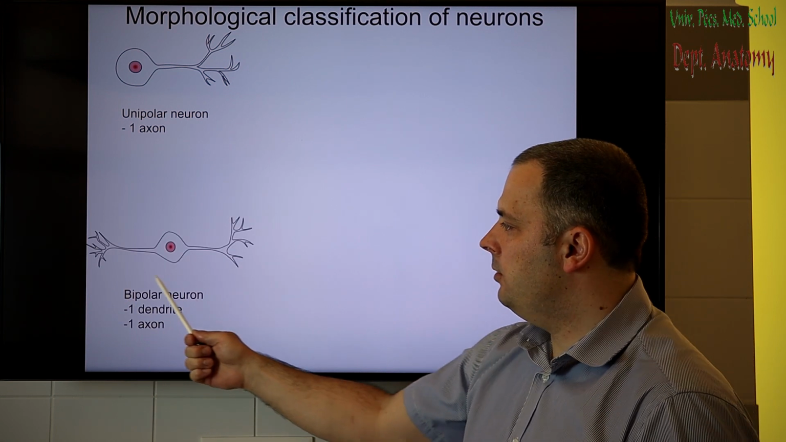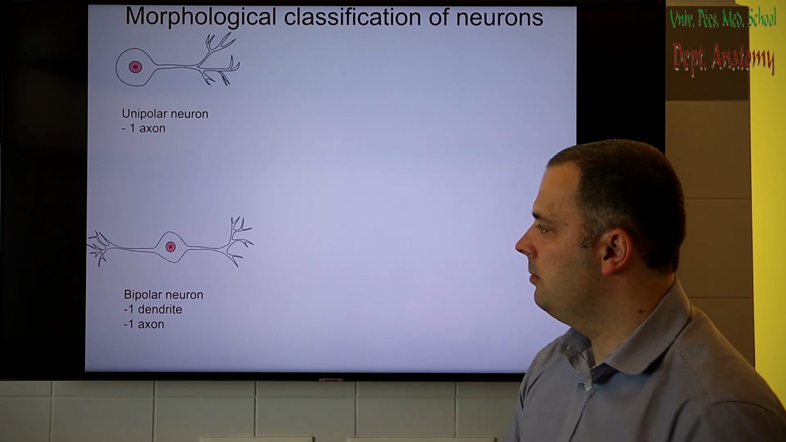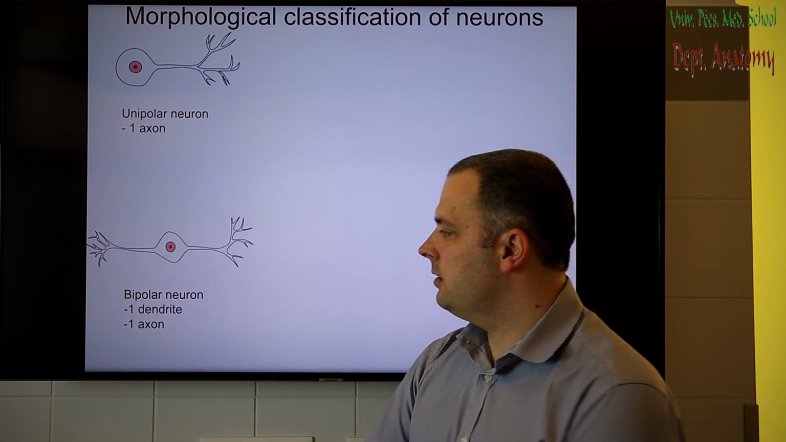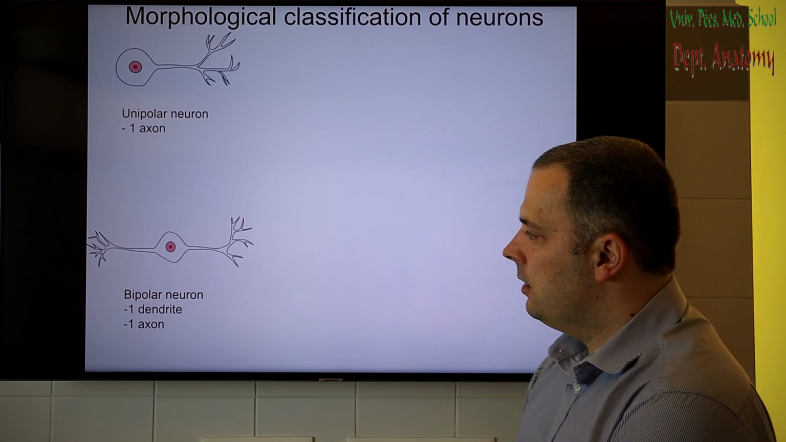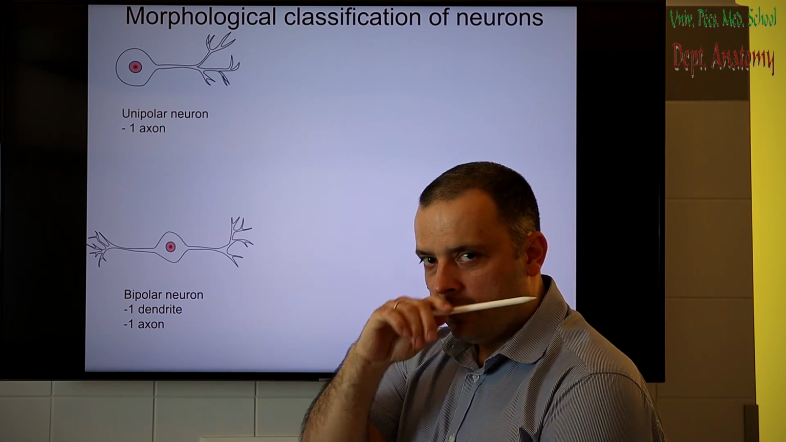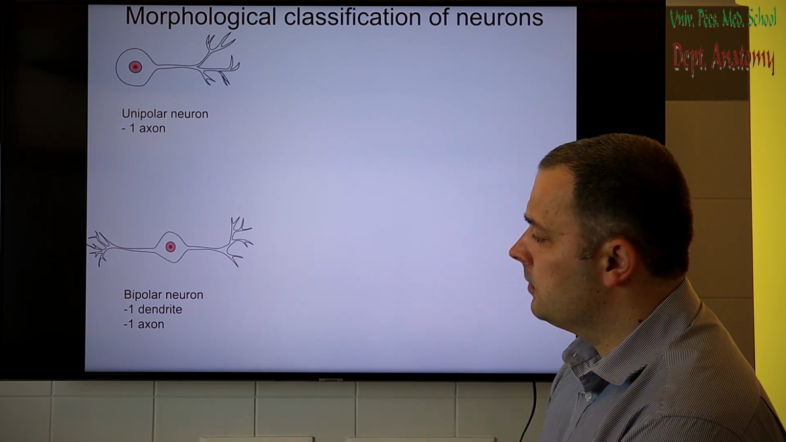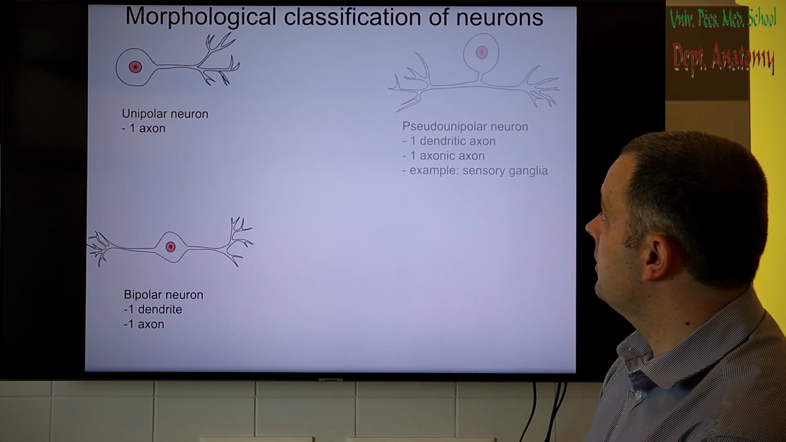Then we go to the bipolar neuron. They are a little bit more complex in structure. They have a dendrite and an axon already. They are also not very common. One can find these cells in the sensory organs typically.